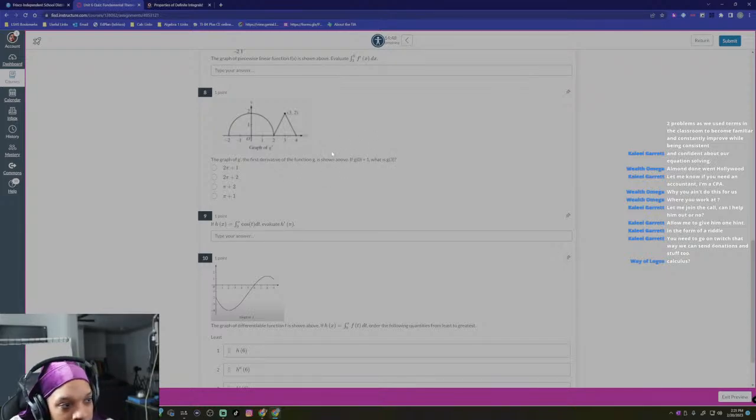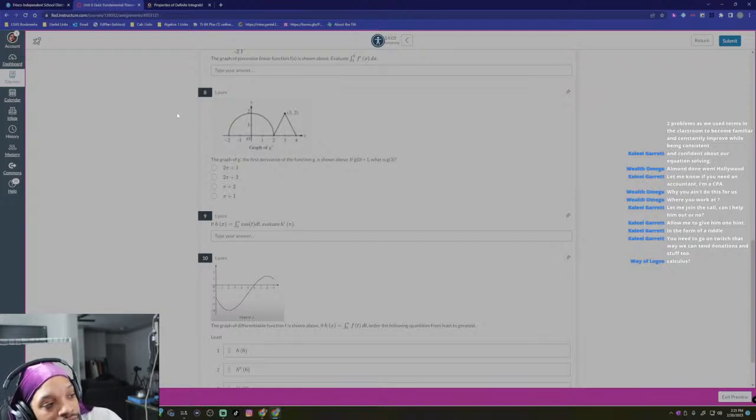Okay. So if g of 0 equals 1, what is g of 3? Our two x values that they give us are 0 and 3, and we have to utilize the fact that they gave us the graph of g prime. If they're talking about g of 0 and g of 3, how do we get from g prime to g? We have to take the integral, which is the area under the curve, from 0 to 3 in this case.